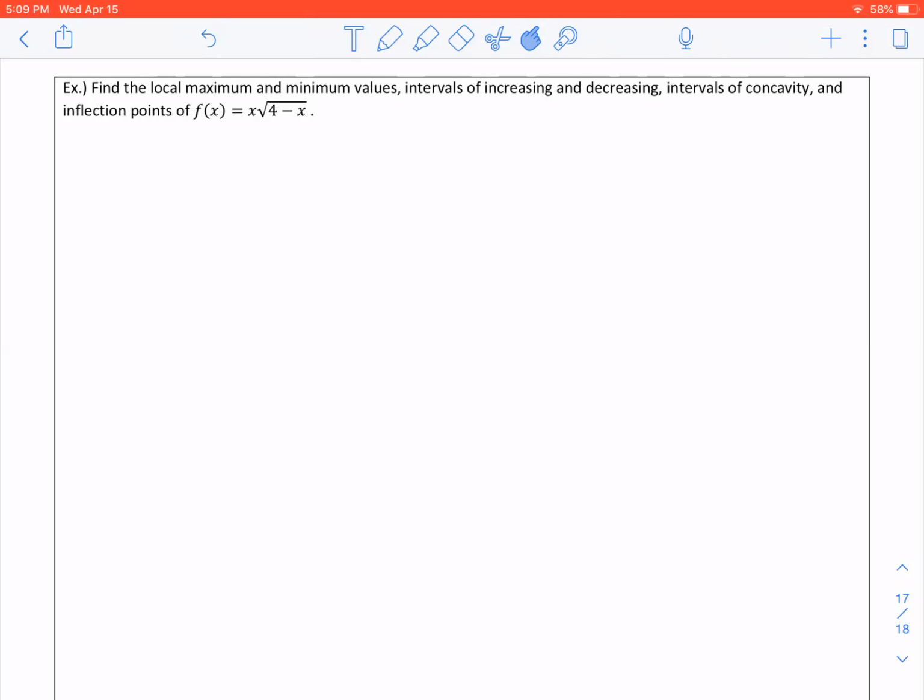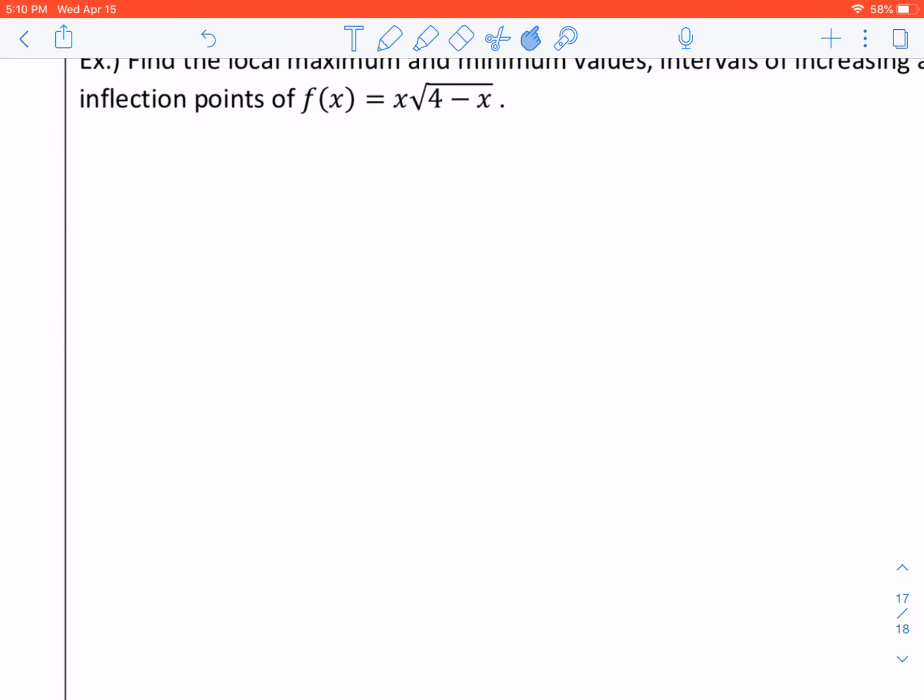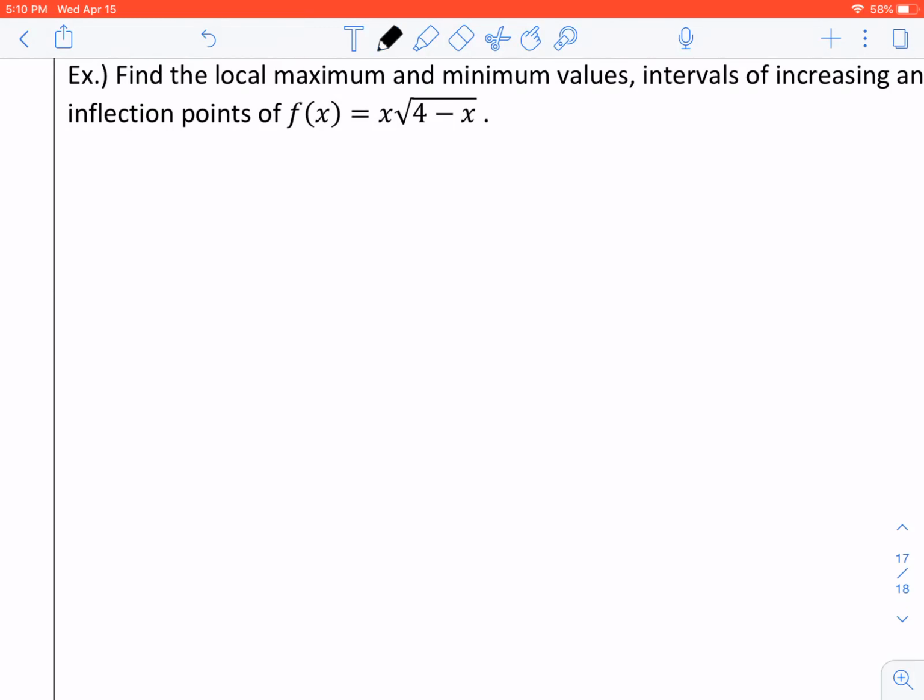This is requiring us to find a first and a second derivative. So let's go ahead and find the first derivative of my function. If it helps, rewrite the function as x times (4 minus x) to the 1/2 power.